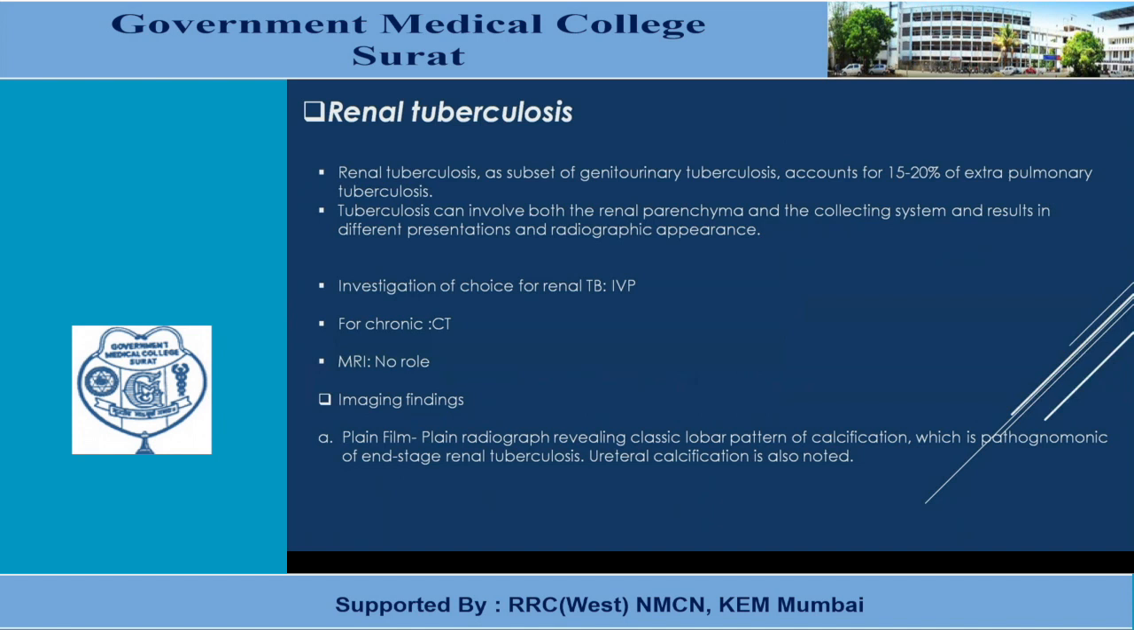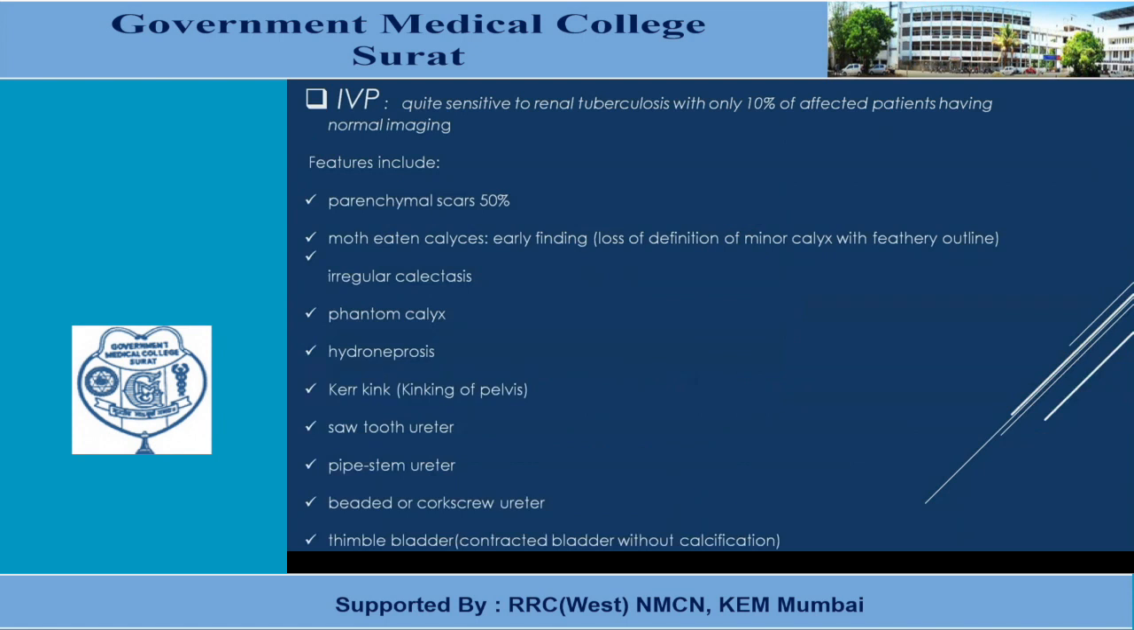In imaging findings, when we take a plain radiograph, it may reveal the classic lobar pattern of calcification, which is pathognomonic of end-stage renal tuberculosis, and sometimes ureteric calcification is also noted. On plain radiography, an enlarged renal shadow may also be seen. IVP is quite sensitive for renal tuberculosis, with only 10% of affected patients having normal imaging.